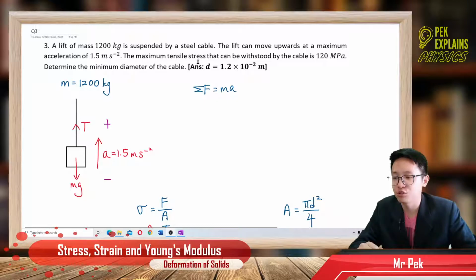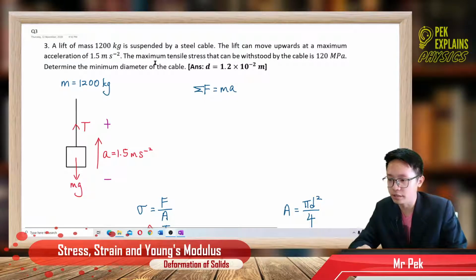The maximum tensile stress that can be withstood by the cable is 120 megapascal. Mega need to change to SI unit. Determine the minimum diameter of the cable. Why suddenly have minimum diameter? Minimum, maximum stress, minimum diameter. What's the relationship between maximum stress and minimum diameter? Later we will see.